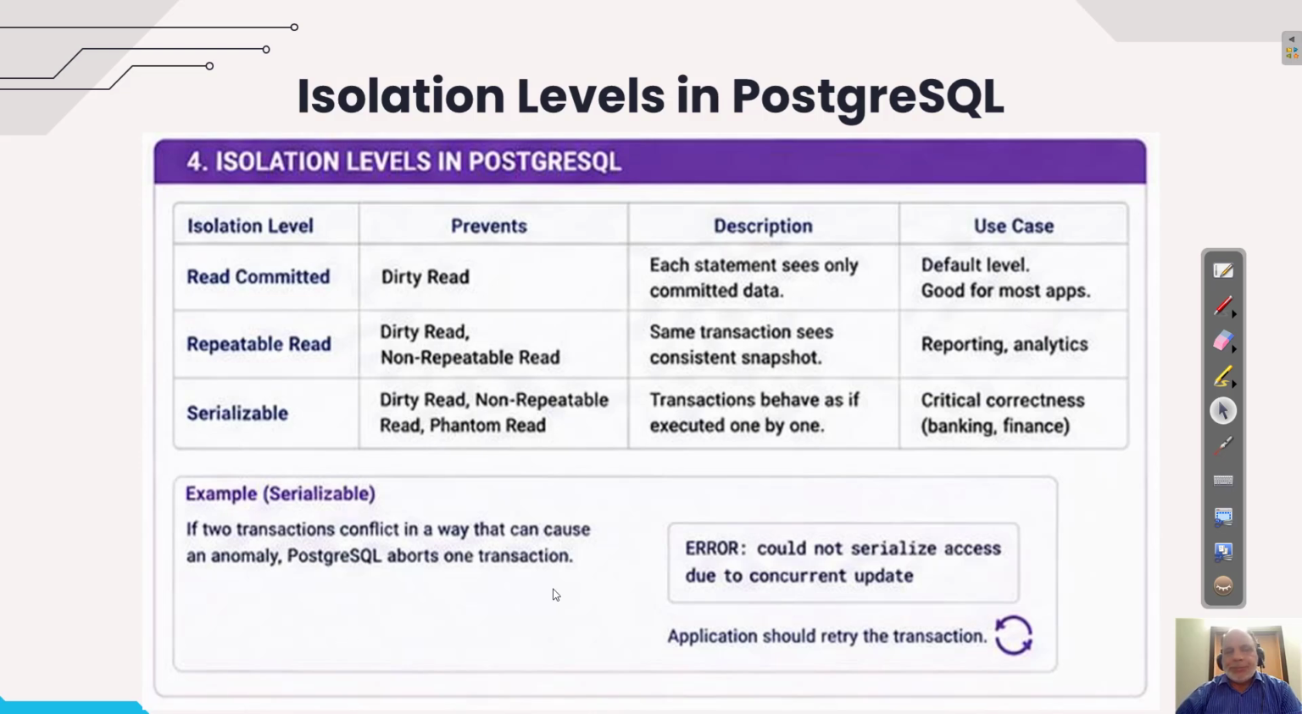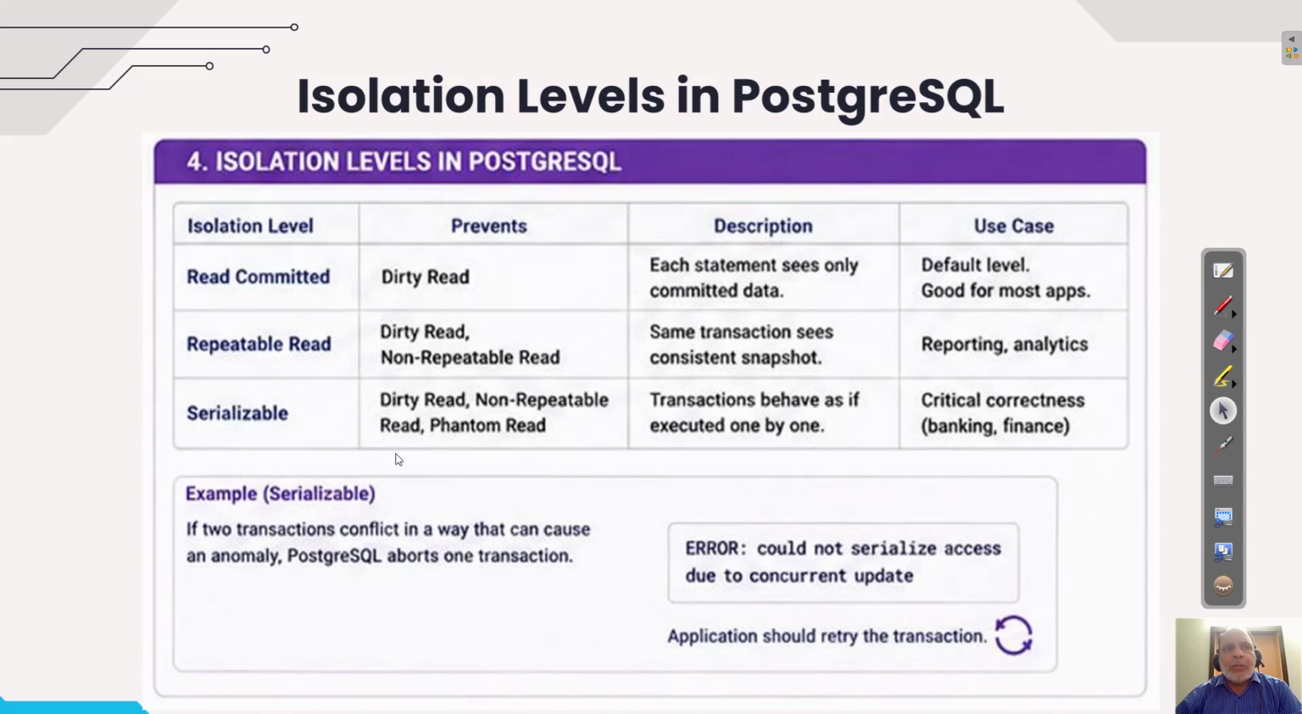Here you can see read committed prevents the dirty read. Each statement sees only the committed data. It is the default level, good for most steps. The next level is repeatable read. It will prevent the dirty read and non-repeatable read problems. The same transaction sees a consistent snapshot of the data. It will be used by reporting mechanisms and analysis tools.